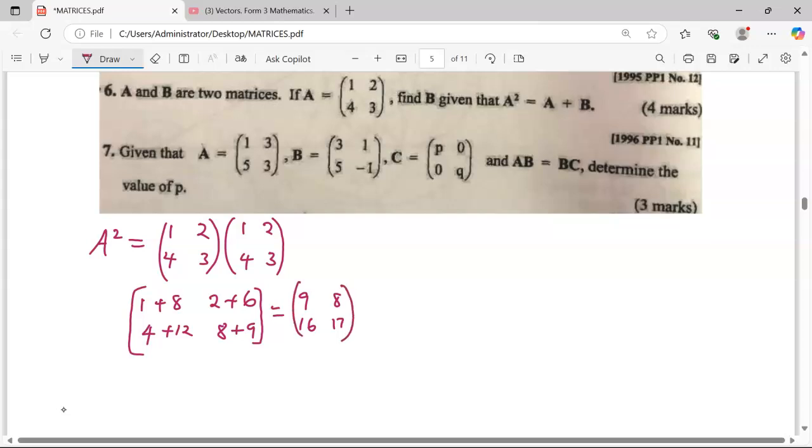We have also been told that A squared is equal to A plus B. For us to be able to find B, we move A to the other side such that A squared minus A will give us B.